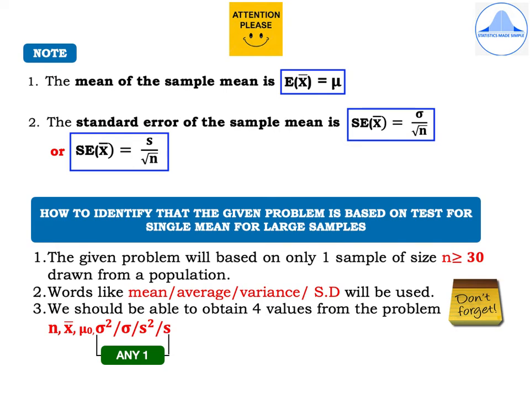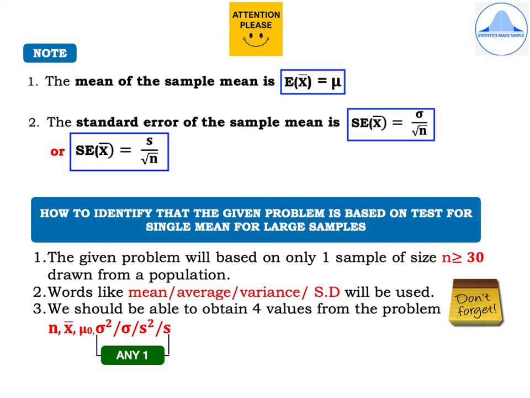The second note, the standard error of the sample mean. The standard error is denoted by SE. For the sample mean, within brackets write x bar, and this is equal to sigma by root n. So recollect that the expression which comes in the denominator of the test statistic is the standard error. So SE of x bar is equal to sigma by root n. And if sigma is not known, then you have to replace it by S, and the formula is SE of x bar is equal to S by root n.